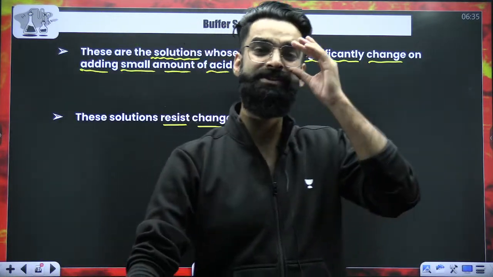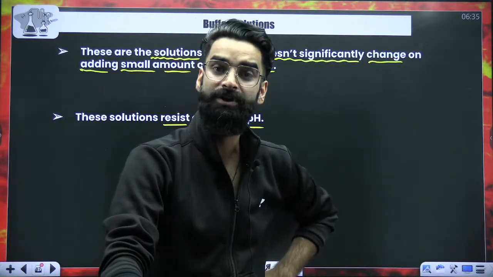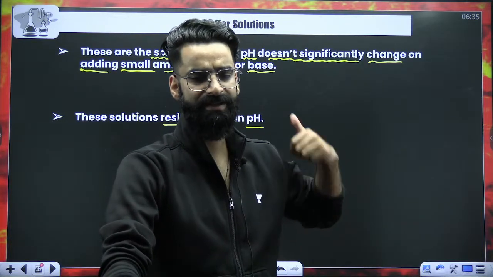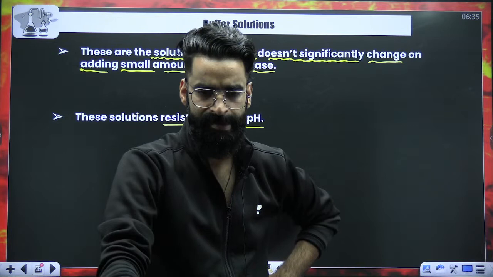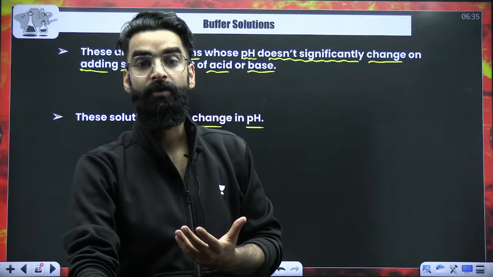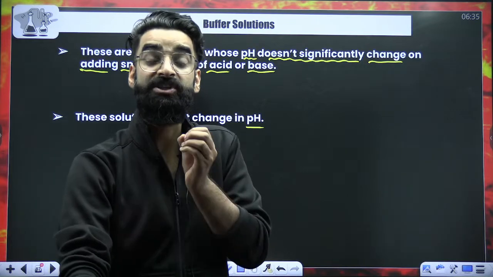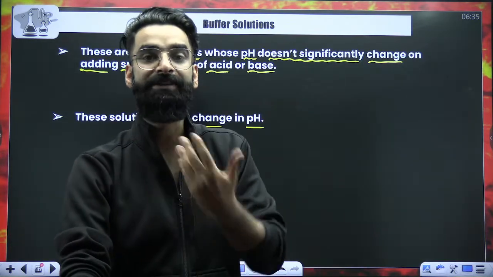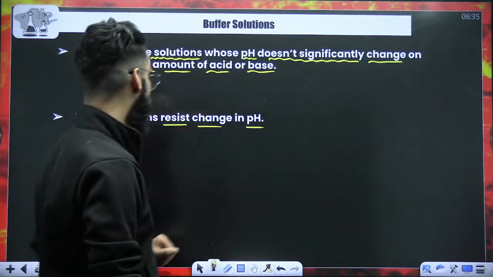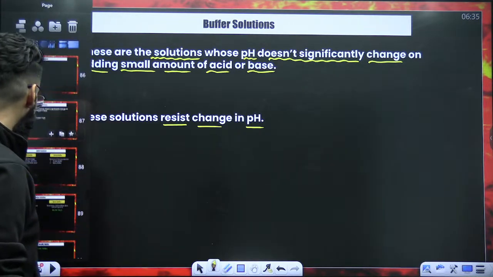Why do they show resistance towards the change in pH? Why does their pH not significantly change on adding a small amount of acid or base? You'll get the idea in some time. First, try to understand this particular definition. So what is a buffer solution? A buffer solution is the one which shows resistance towards the change in pH. It is the one whose pH does not significantly change upon the addition of a small amount of acid or base into it, right?